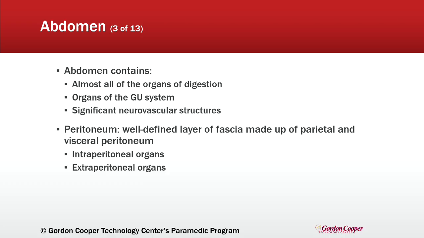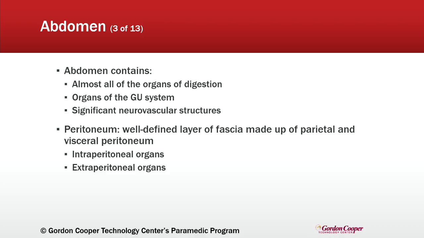The extraperitoneal organs are the mid and distal duodenum, abdominal aorta, mid and lower rectum, kidneys, pancreatic tail, adrenal glands, uterus, renal and gonadal blood vessels, ascending and descending colon, and the urinary bladder. So you can see how intraperitoneal and extraperitoneal organs are contained.